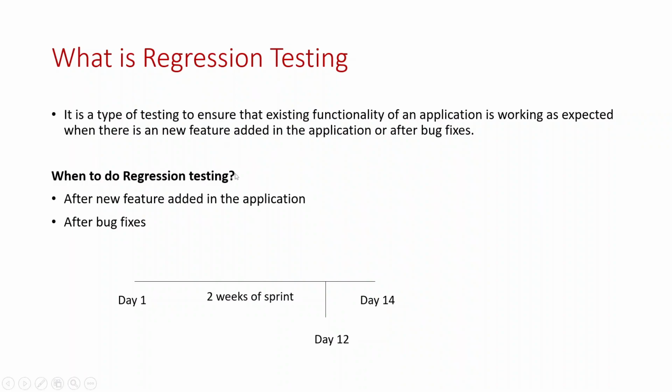When to do regression testing? After a new feature is added in the application or after bug fixes, we'll go for regression testing. Let's say, everyone is now working on agile methodology, right? So usually in agile methodology one sprint consists of 2 weeks. In those 2 weeks, let's say my customer needs some new requirement.